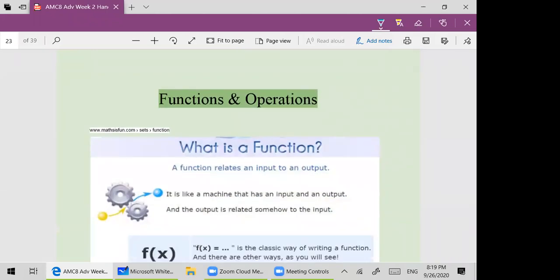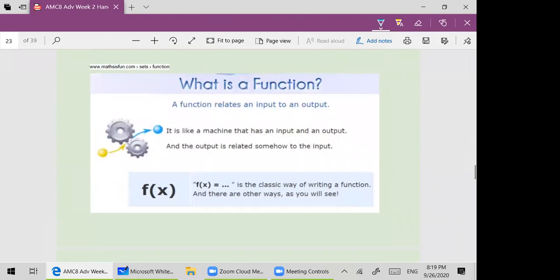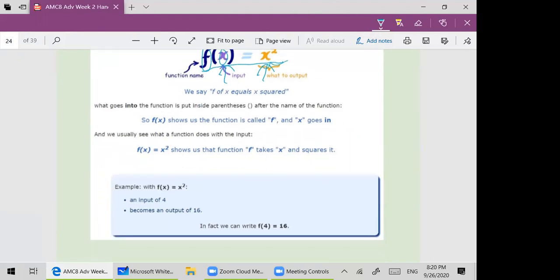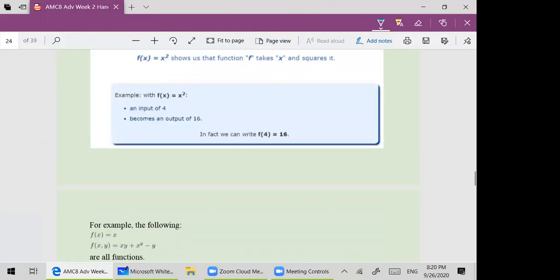Okay, I'll move on to functions and operations. So a function relates an input to an output. It's similar to a machine. And here is an example of a function, and this is its input, and this is the output. We read this as f of x equals x squared. For example, with this function, an input of 4 becomes an output of 16. So f of 4 equals 16. And similarly, f of negative 1 equals 1.